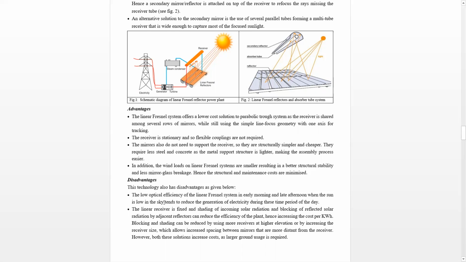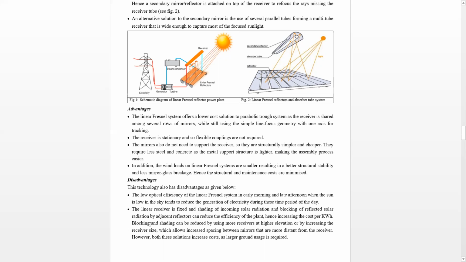When the sun is low in the sky, it tends to reduce the generation of electricity during this time period of the day. So you see when the sun is very low during morning or evening, most of the radiation which after reflection moves sideways is lost to the surrounding and does not strike the surface. So optical efficiencies are normally low during the early hours or late hours of the day, and so the electricity generation during this period is very low.